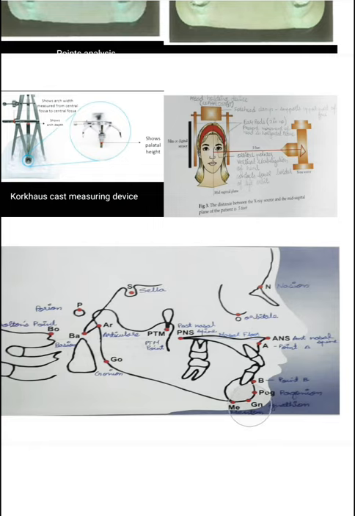Gnathion is the most anterior inferior point on the symphysis of the chin. Articulare is the point at the junction of the posterior border of the ramus and the inferior border of the basilar part of the occipital bone.